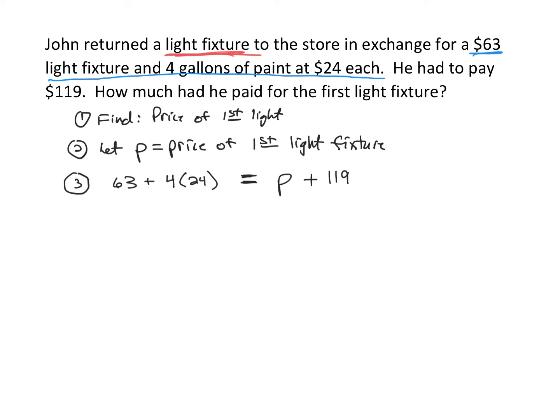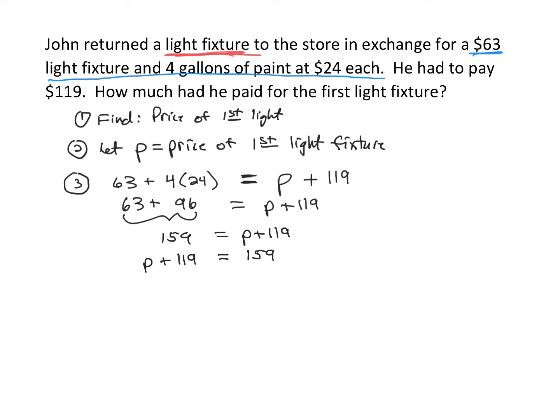So let's solve this. Over on the left, I've got 63 plus 4 times 24, which is 96. And on the right side, I have P plus 119. Okay, I know that I can add these two together, and that's going to give me 159 equals P plus 119. And like I've said before, I like the variable on the left, so I'm just going to swap the sides. I can always do that.